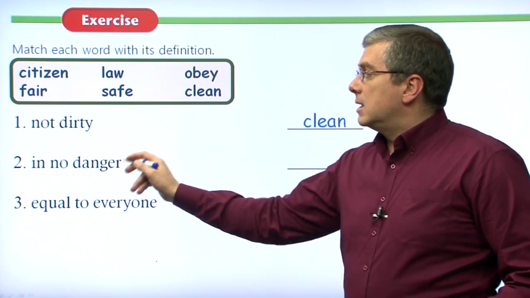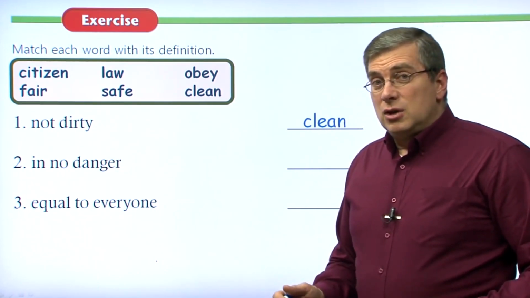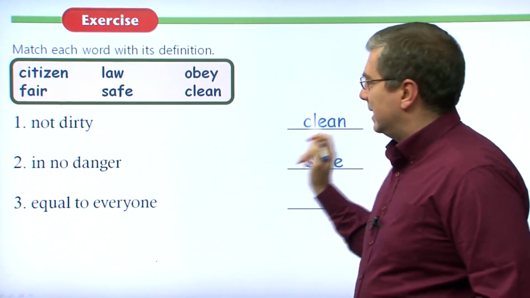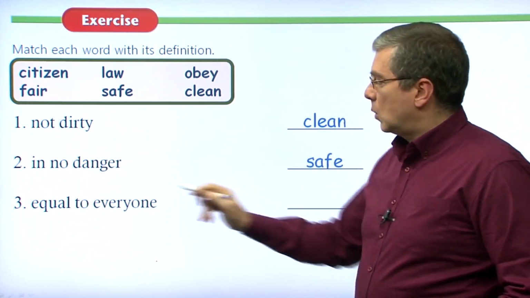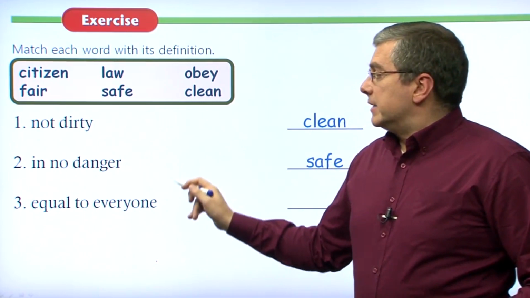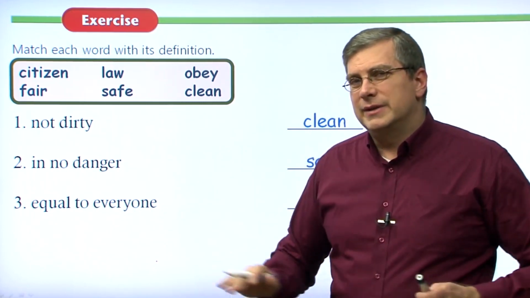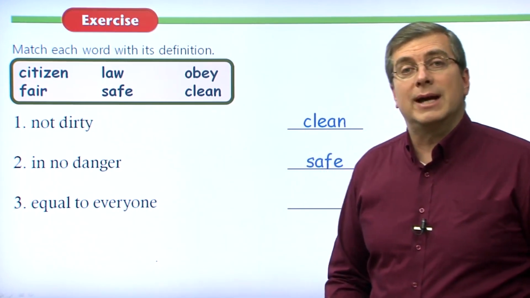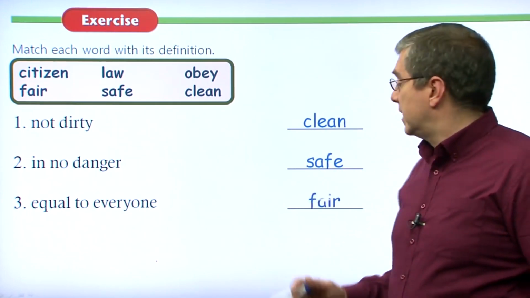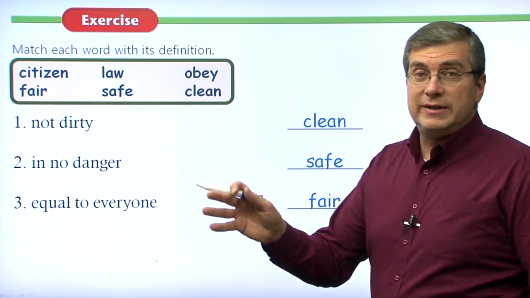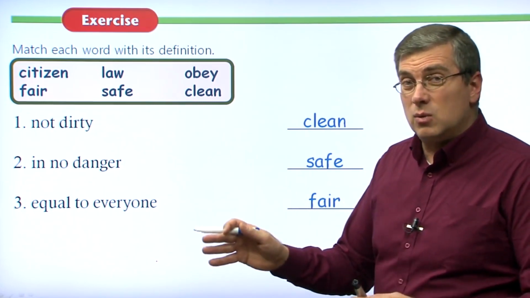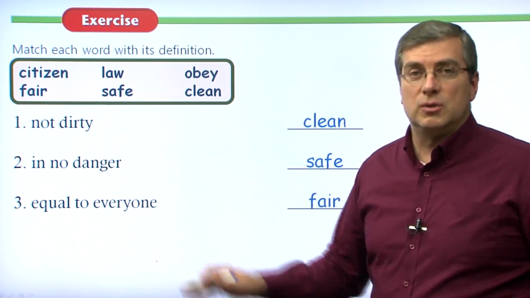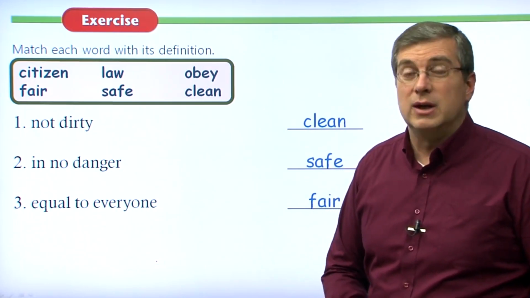Okay, number two, in no danger. The opposite of danger is safe. So this is kind of like opposites, right? Not dirty, clean, no danger, safe. What about this one? Number three, equal to everyone. So if everyone is equal, everyone has the same opportunity or the same rules to follow. That's equal. What do we call that situation? We say that that is fair. When you see somebody who is breaking the law or breaking the rules, that's not fair. It should be fair, equal to everyone. Everybody should follow the same laws, follow the same rules.